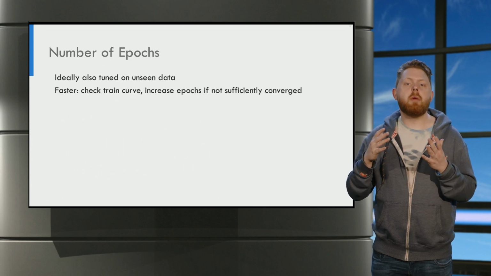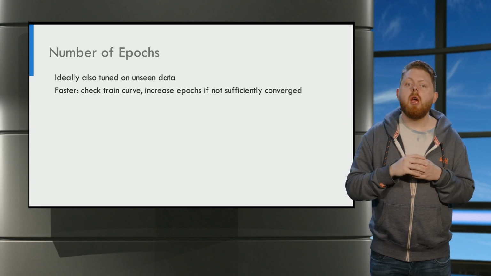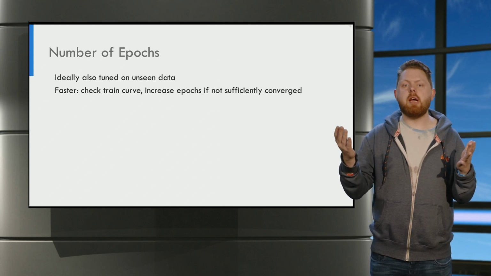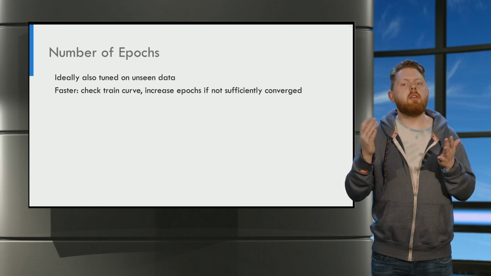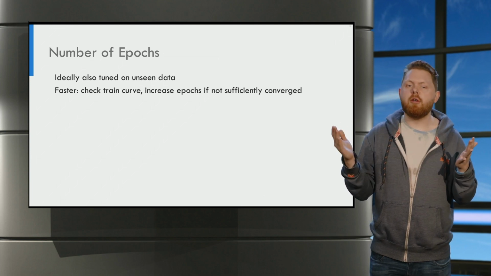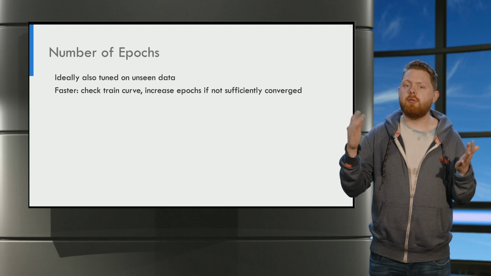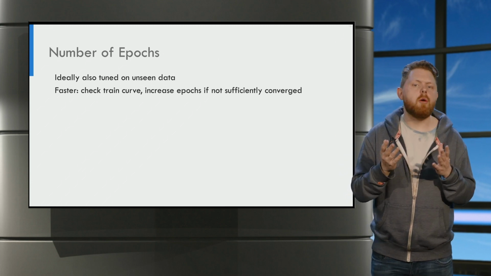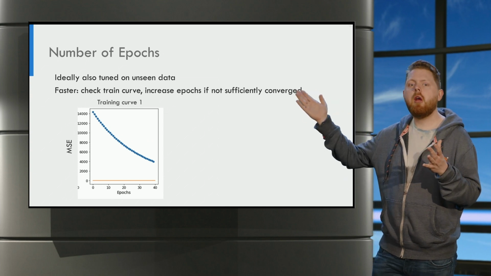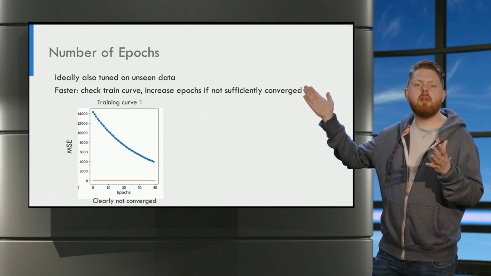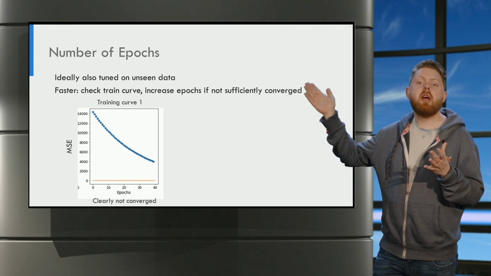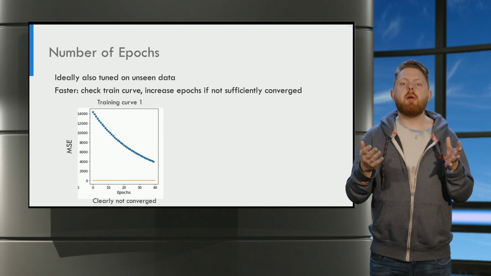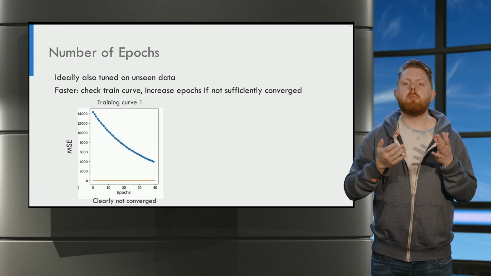Okay, now let's talk about the number of epochs. In an ideal world, you would also tune this on unseen test data. However, it is much faster to look at the training curve to see if the objective has converged. What do I mean by that? Well, if I look at this curve, I would say that this is clearly not converged. The objective is still rapidly decreasing. If I increase the amount of epochs, our result will get much better.